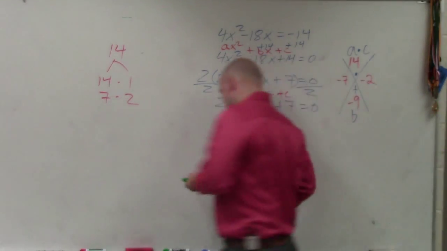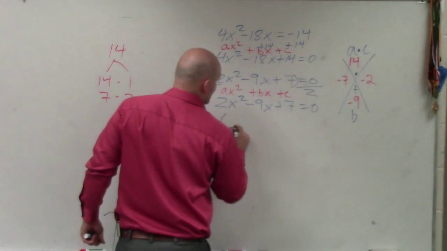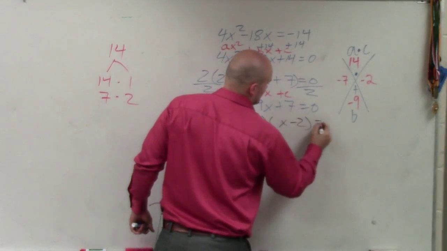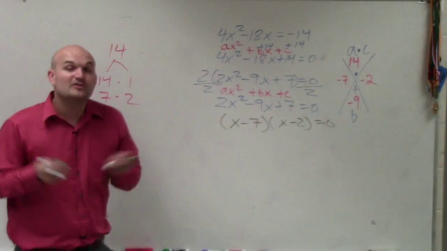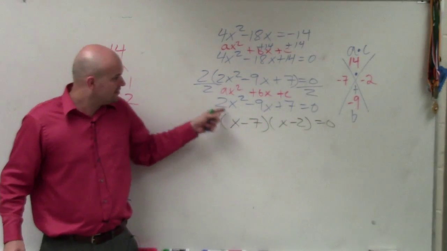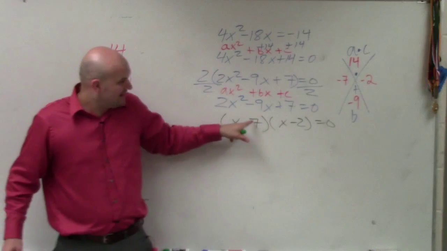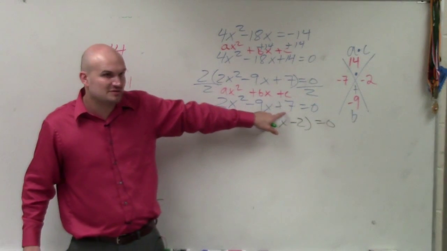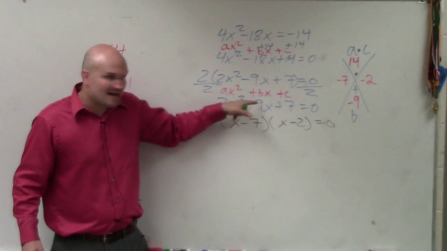So the majority of students will come and they'll say, all right, Ms. McLogan, I found them. These are just as easy as the last problems. And they give me that. The problem with this is x times x gives you x squared. It doesn't give you 2x squared. Negative 7 times negative 2 gives you 14. It doesn't give you 7. So these are not your factors of this.